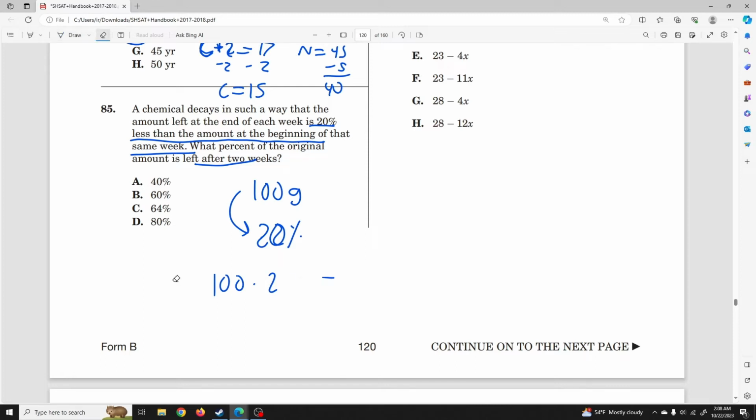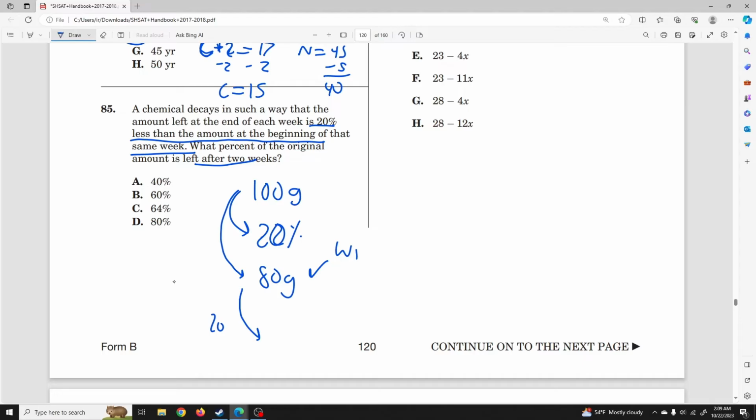So if 20% of it remains, 20% of 100 grams remaining is going to be 80 grams, right? Beautiful. How do we do that? We just multiply it by 0.02. Right? So if 80 grams remains, then we're going to have to find another 20% of it, right? Because this 80 grams was after week 1.